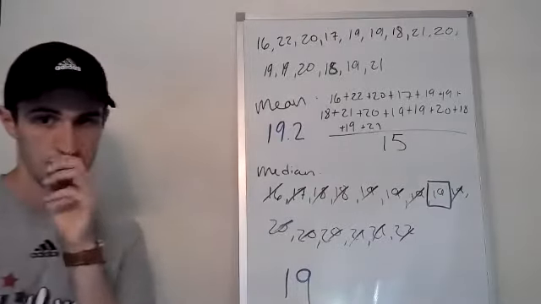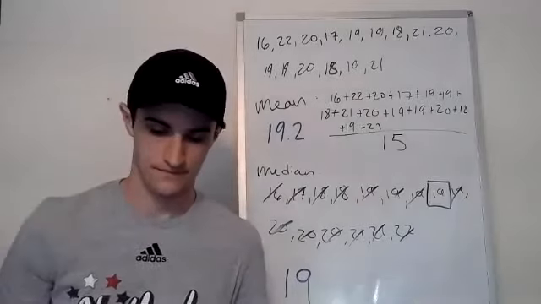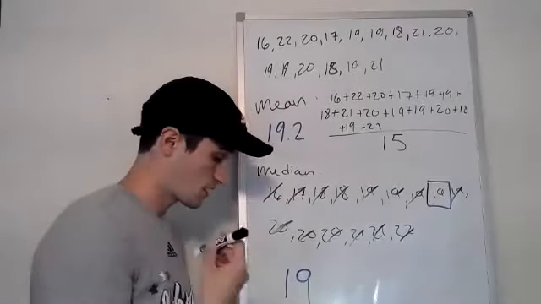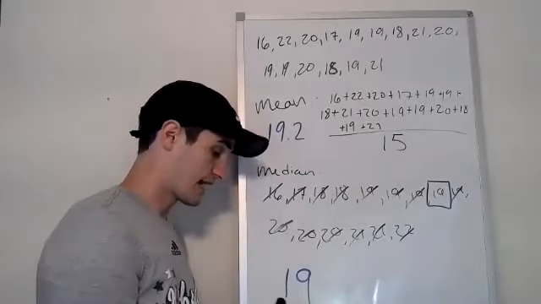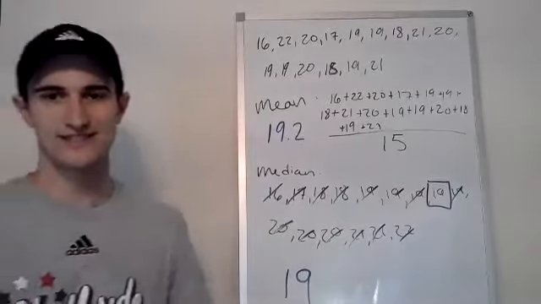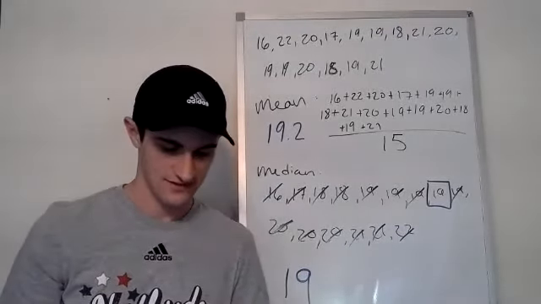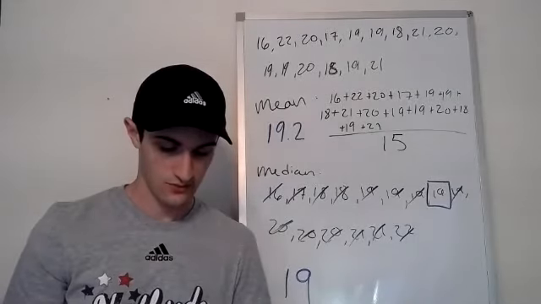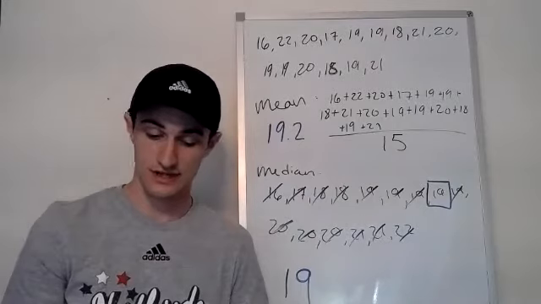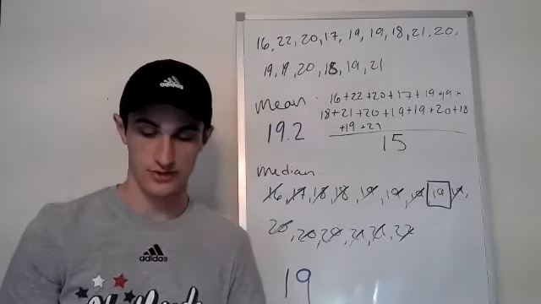And the second problem introduces a new term called an outlier. So some data sets contain outliers. An outlier is a data point that is either much greater or far less than the rest of the data points.